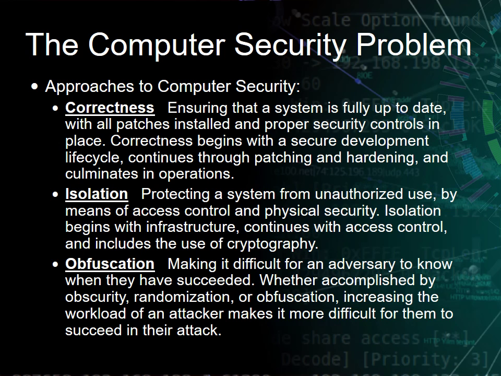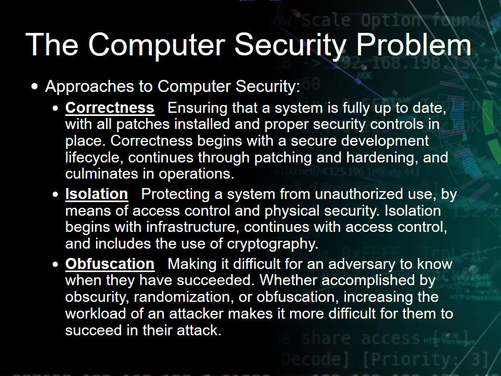So the book discusses three approaches to computer security. The first is correctness, ensuring that a system is fully up to date with all patches installed and proper security controls in place. Correctness begins with a secure development lifecycle, continues through the patching and hardening of the system, and culminates in its operation.